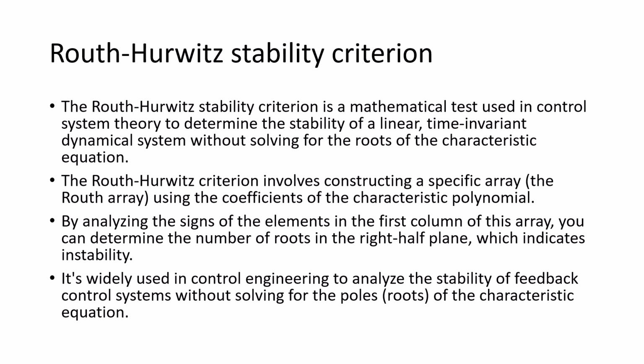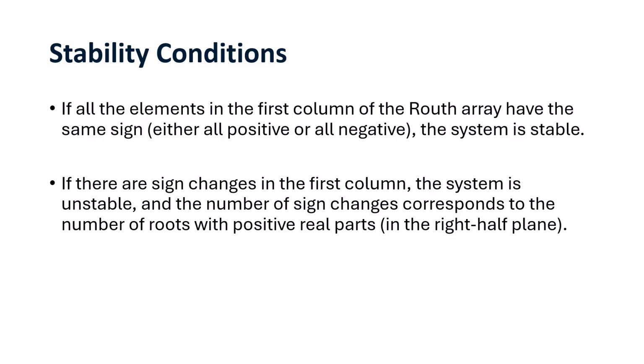It is widely used in control engineering to analyze the stability of feedback control systems without solving for the poles of the characteristic equation. Now, the condition for stability is: if all the elements in the first column of the Routh array have the same sign, either all positive or all negative, the system is stable. If there are sign changes in the first column, the system is unstable. And the number of sign changes corresponds to the number of roots with positive real part, that is, the number of roots located in the right half plane.